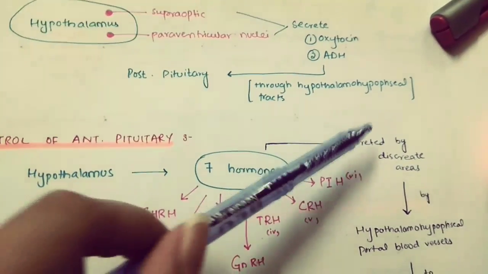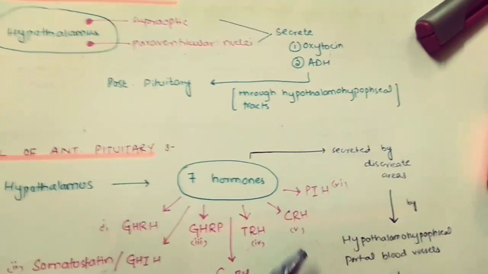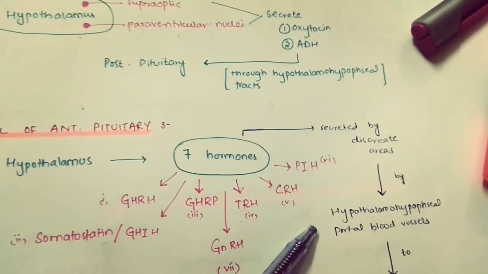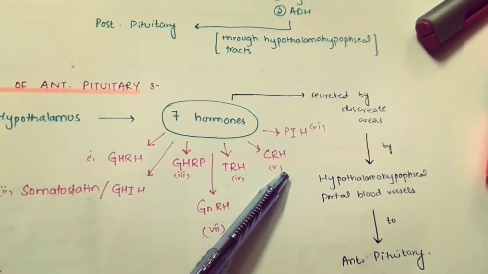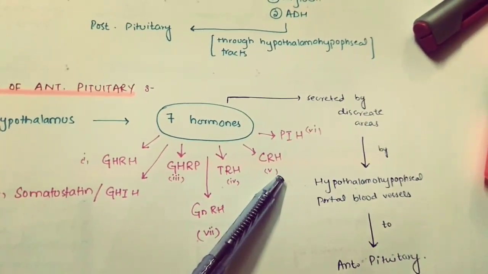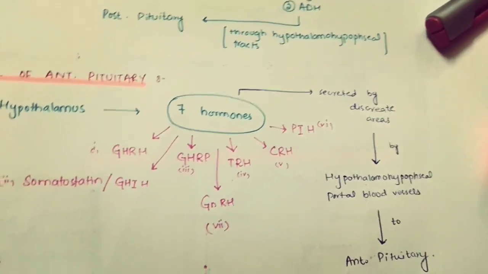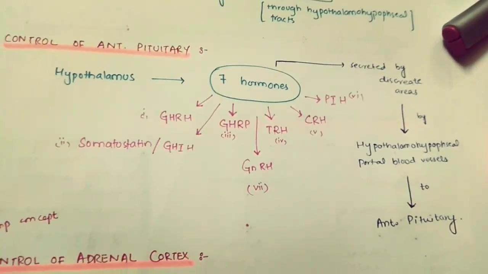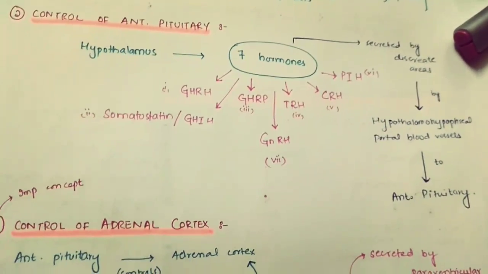So these hormones are secreted by discrete areas of the hypothalamus, and these go to the anterior pituitary by the hypothalamo-hypophyseal portal blood vessels. And this is how the hypothalamus controls the anterior pituitary.